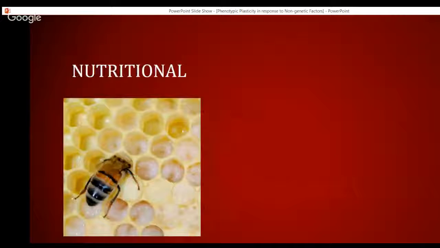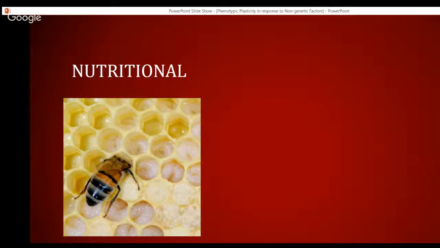Nutritional factors can also influence what caste will develop. Honeybees are a particularly good example of this. Honeybees administer royal jelly, which is a different food source, higher in nutrition, to those larvae that are destined to become queens. Without this, the proper reproductive structures cannot develop fully in the young.